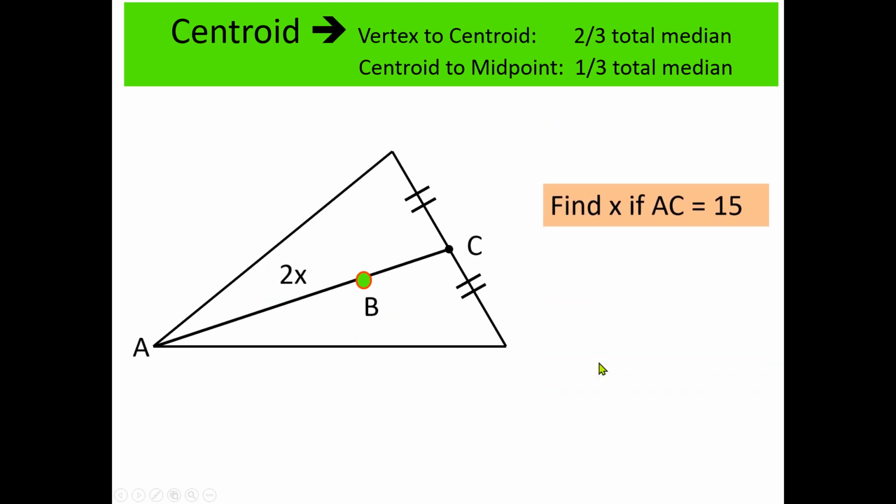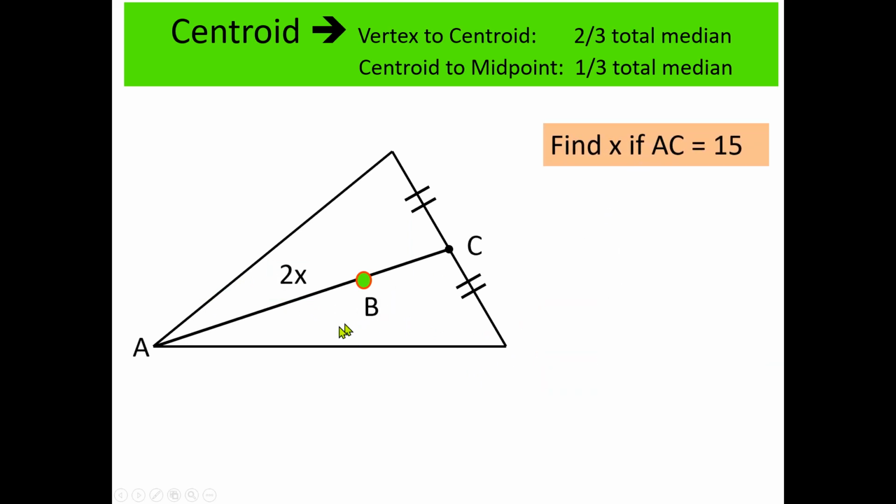Next. What if AC, the whole segment, was 15? What would X be? Now if AC is 15, then I can figure out the short one, right? 15 times 1/3 is 5. So this one is 5.